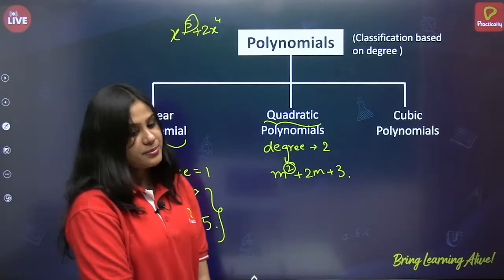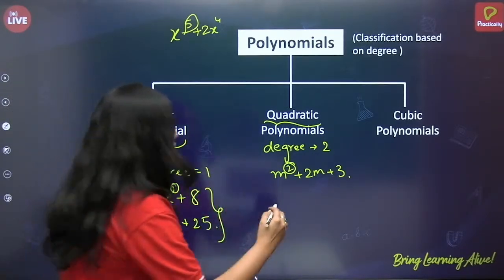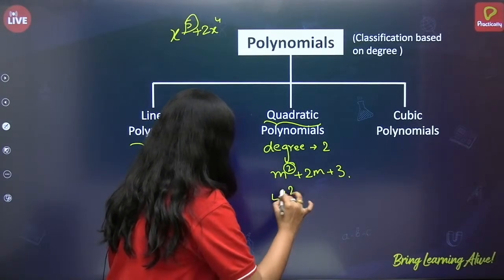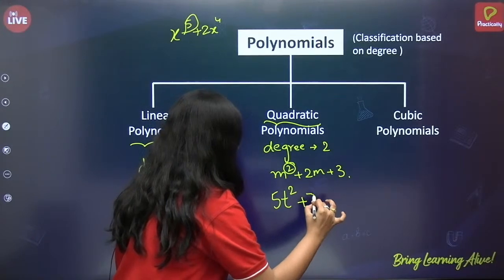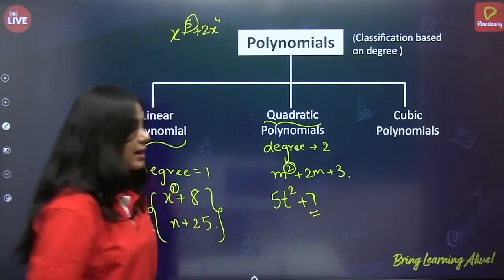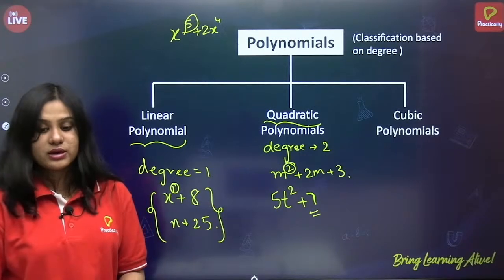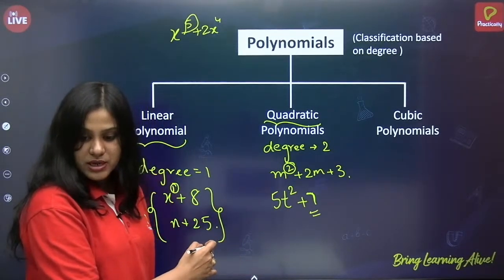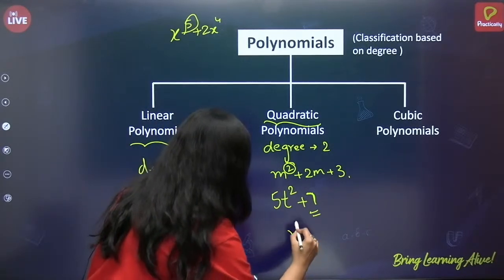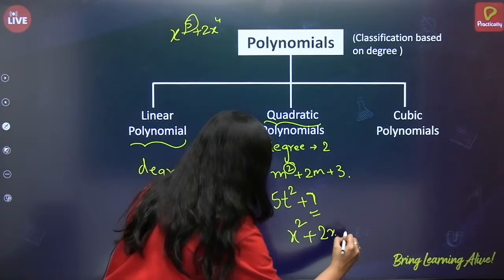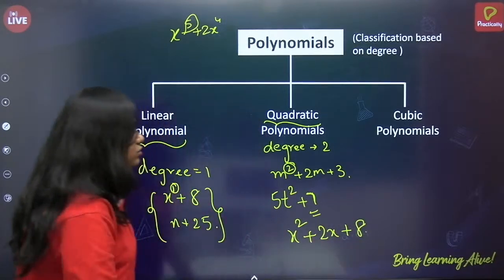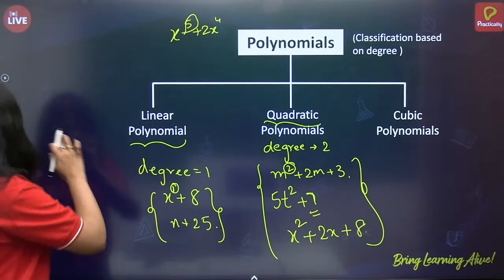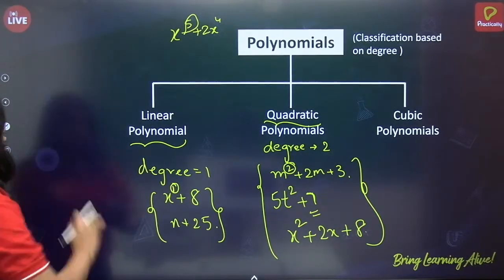Alright, let me give you another example. 5t square plus 7. This is an example of a quadratic polynomial. Lakshmana Prabhu has given an example, x square plus 2x plus 8. Yes, very good. So, these are examples of quadratic polynomials. Why? Here the degree is 2.